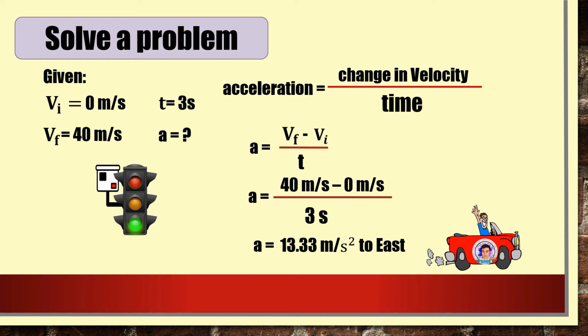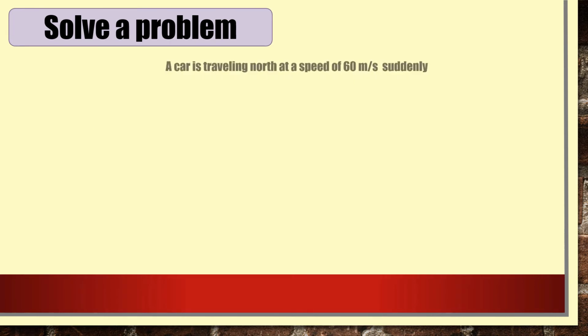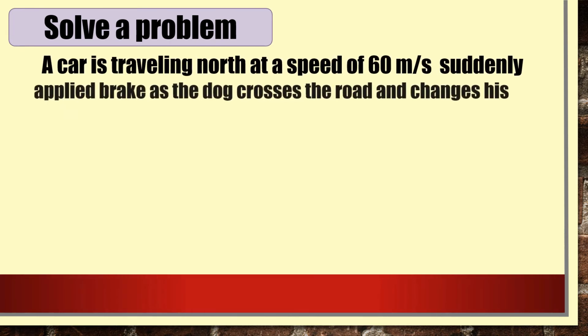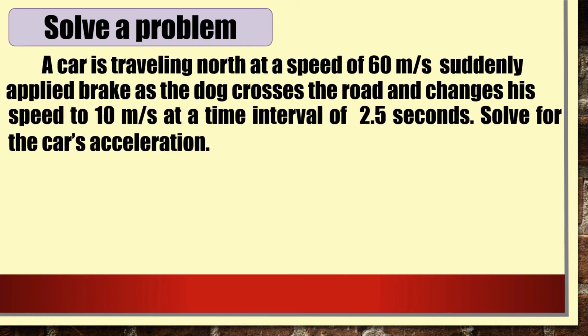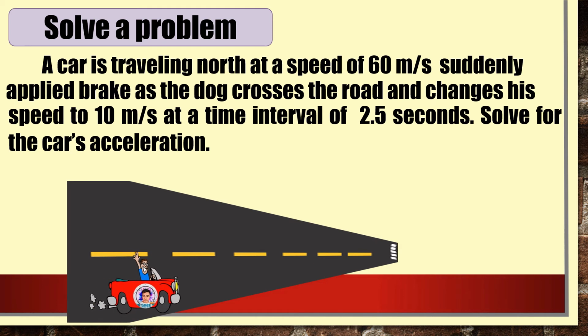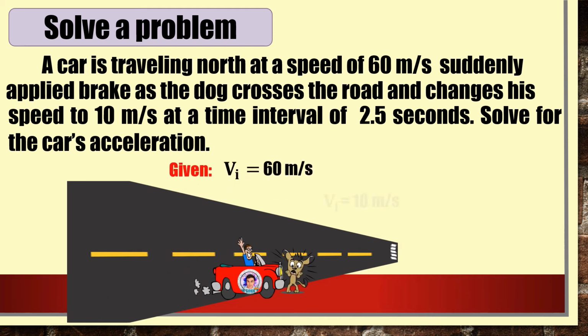Let's have another problem. A car is traveling north at a speed of 60 meters per second. When the dog suddenly crosses and the car applies brake, its speed changes to 10 meters per second at a time interval of 2.5 seconds. Solve for the car's acceleration. The given are the following. Initial velocity is equal to 60 meters per second. Final velocity is 10 meters per second. A time interval of 2.5 seconds.